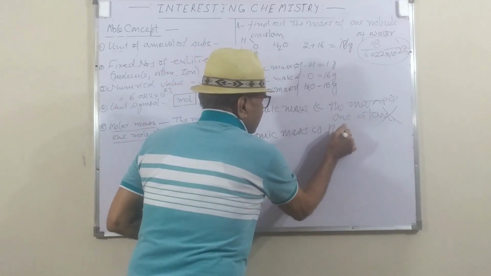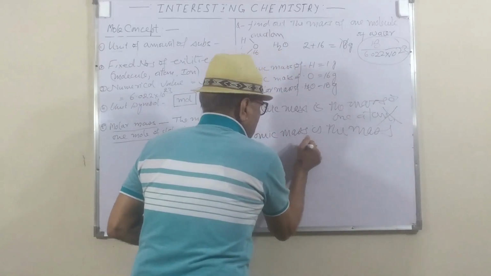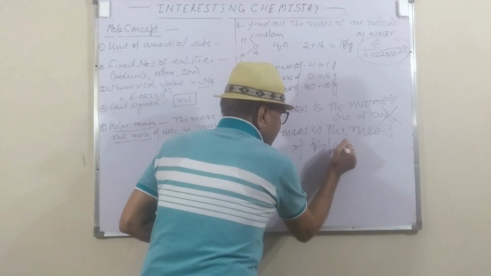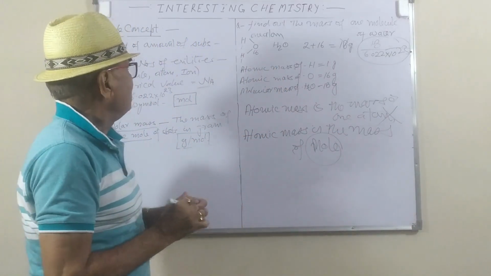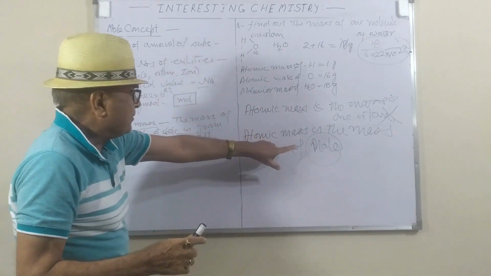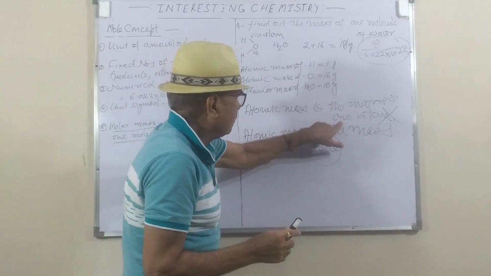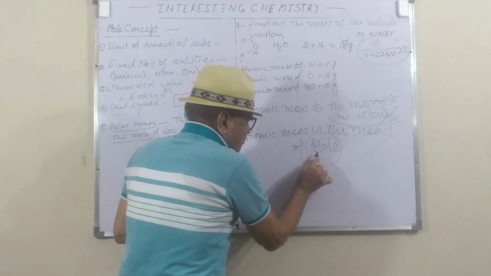Always think about it this way: this atomic mass is the mass of 1 mole. Here I have written this mass of 1 mole. So this atomic mass is not the mass of 1 atom, but it is the mass of 1 mole.